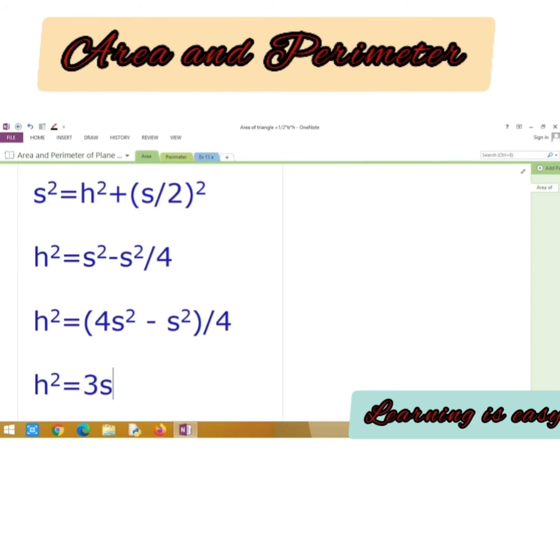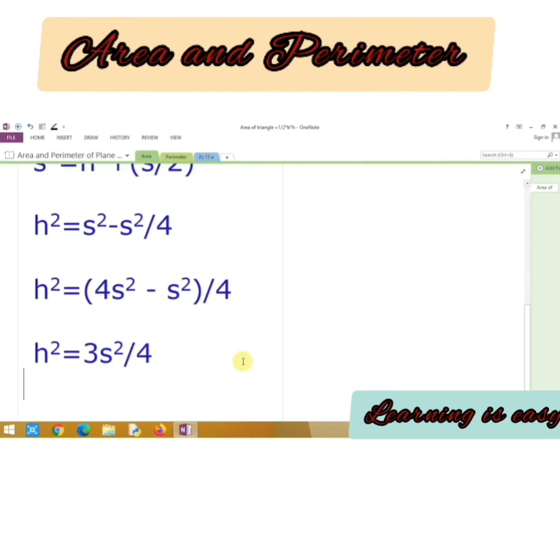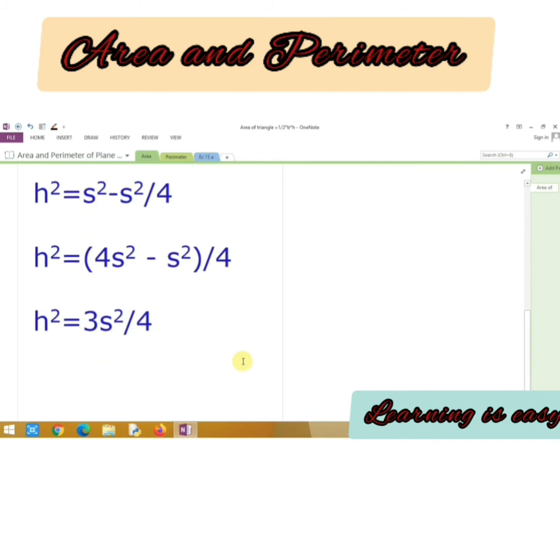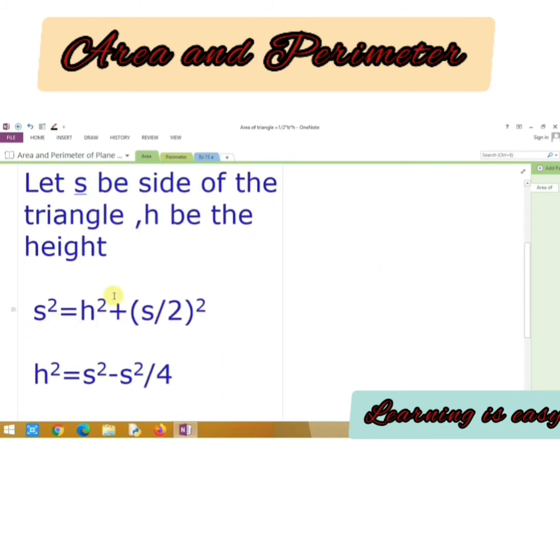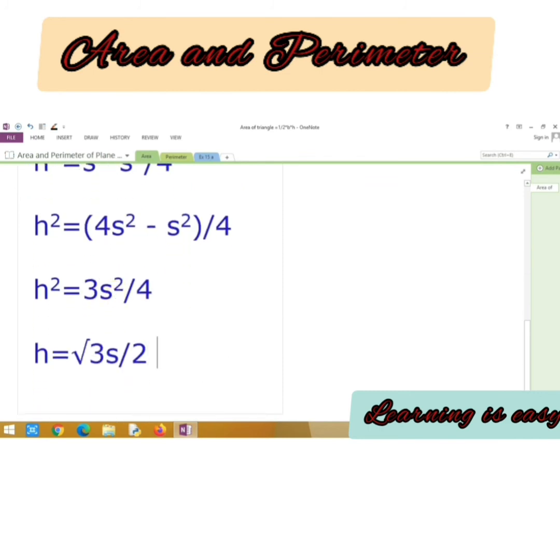h square equals 3s square by 4. So by taking the square root, the height h is going to be square root of 3 into s by 2. So that's the height. Now we got the height, we can substitute it in the area of the triangle formula to get the area of the equilateral triangle, which is a little bit different.